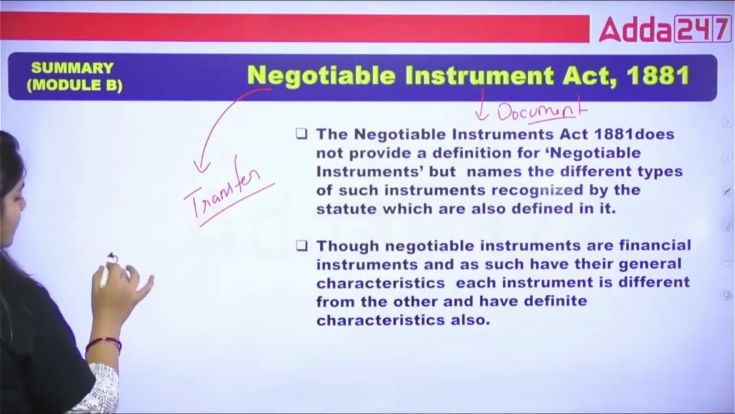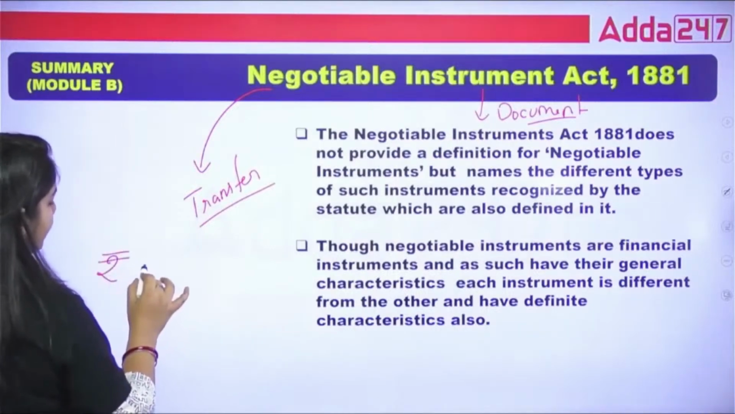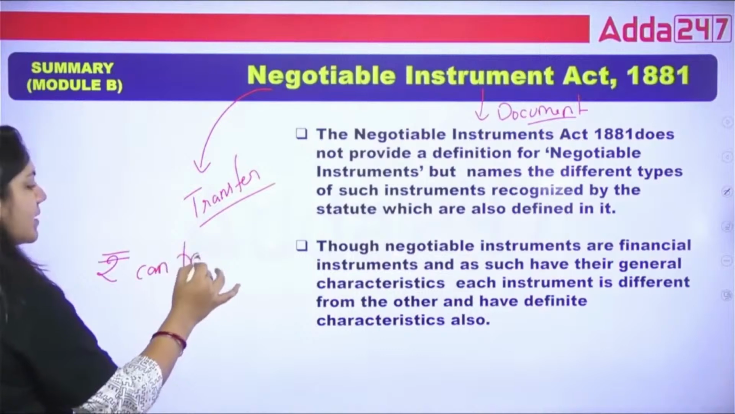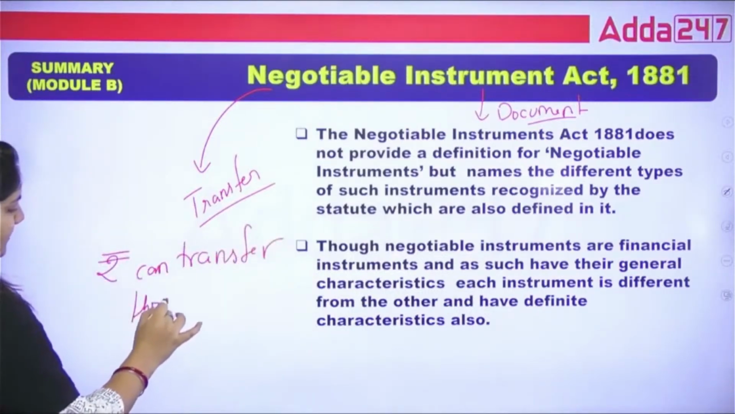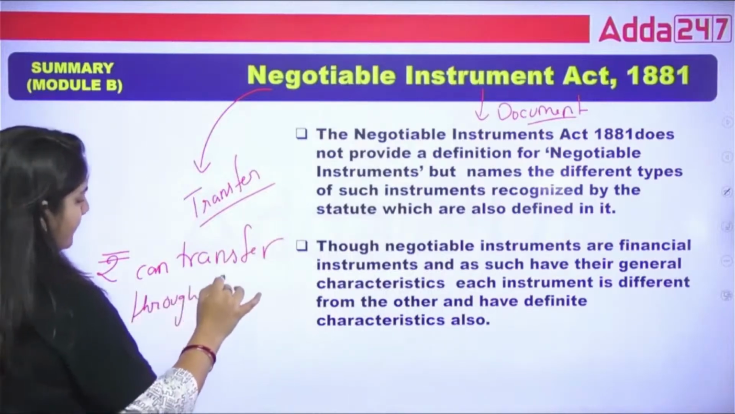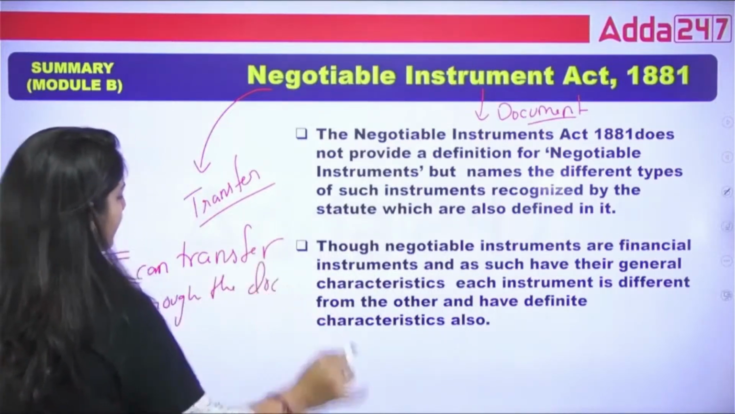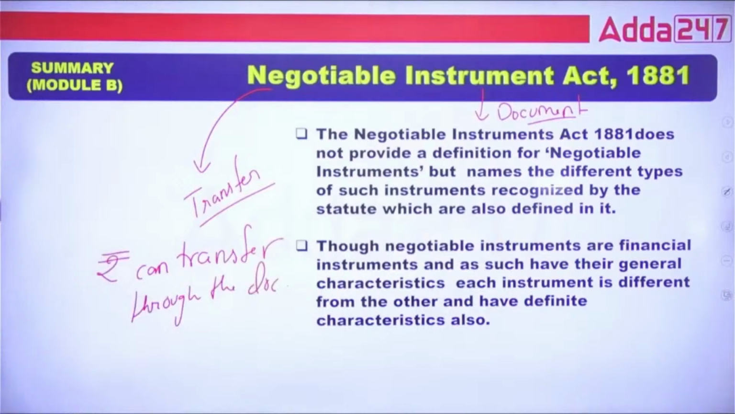How rupees can be transferred through the document. This is what we have to study, the Negotiable Instrument Act 1881.